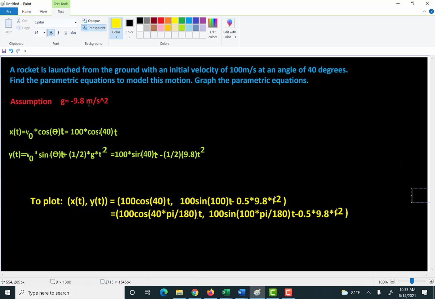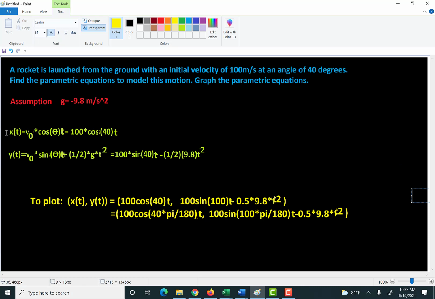Notice that my acceleration due to gravity is in meters per second squared, and that matches the units of my problem, which is also in meters and seconds. If you have a different problem that is in feet or millimeters or minutes, you will need to convert your units or use a different acceleration due to gravity.